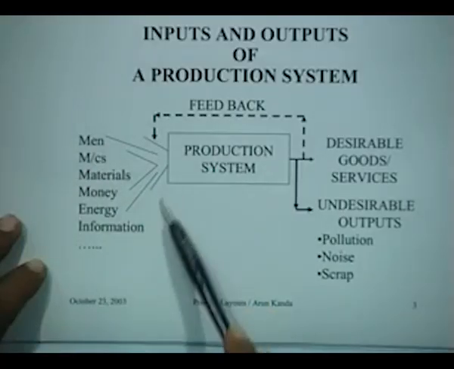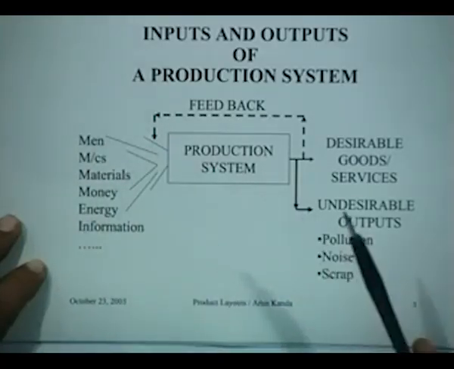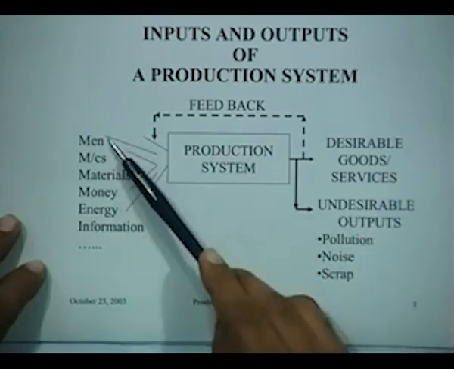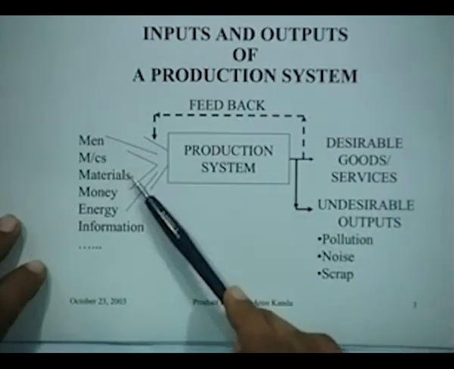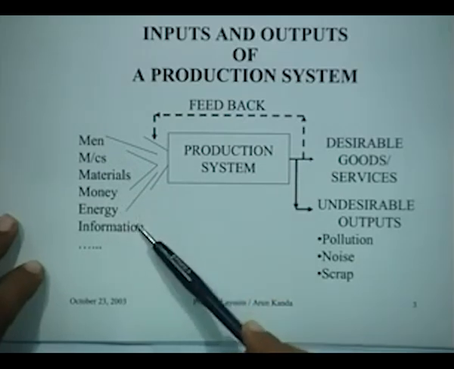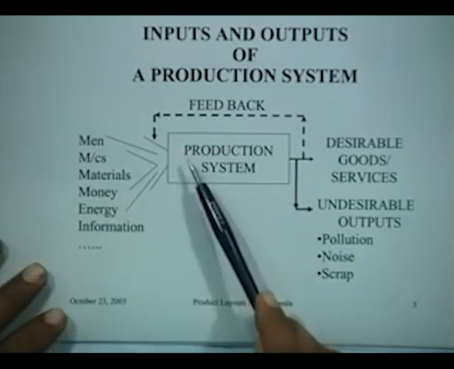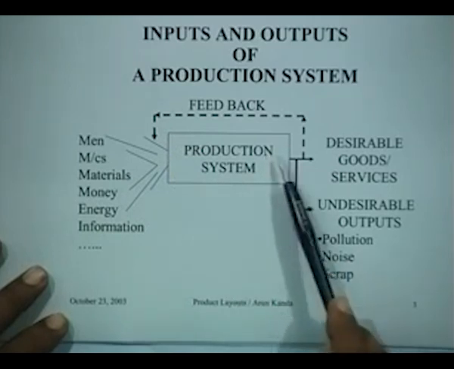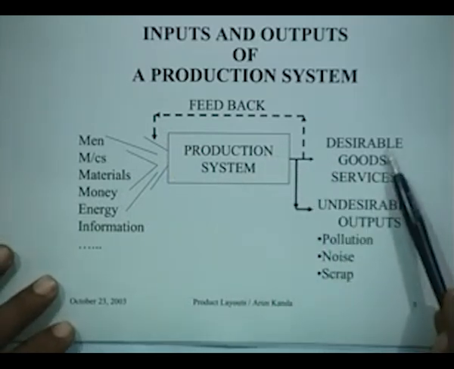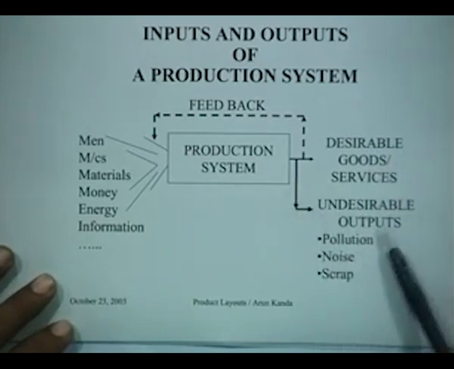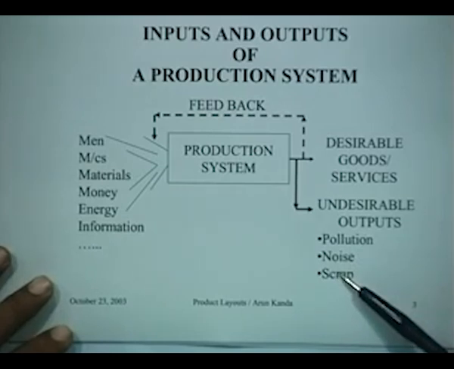Now, it is important to note that all these different kinds of production systems that we have talked about essentially require resources. And let us recall, these resources could be manpower, machines, materials, money, energy, information, etc., which have to be provided to the production system, and the production system will generate for you the desirable goods and services, and also some undesirable goods and services in the form of pollution, noise, scrap, etc.